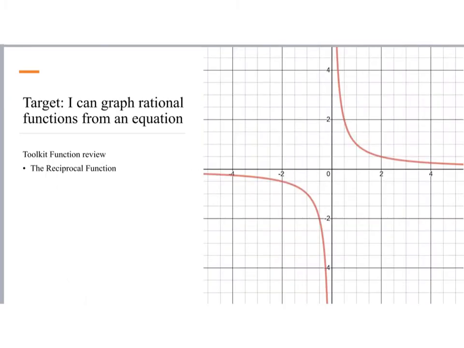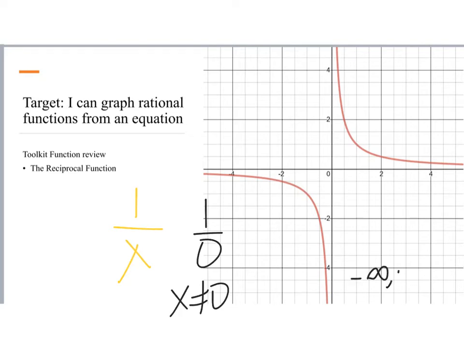So what we need to do is a little bit of review from way back in chapter 1. You looked at the toolkit functions, and we're going to expand on those a little bit. One of the toolkit functions you saw was the reciprocal function, and that's just 1 over x. If you think about the domain, I can't divide by 0, so x can't be equal to 0. In interval notation, that's from negative infinity to 0, and 0 to infinity, with open intervals on each end, because it can't be 0.